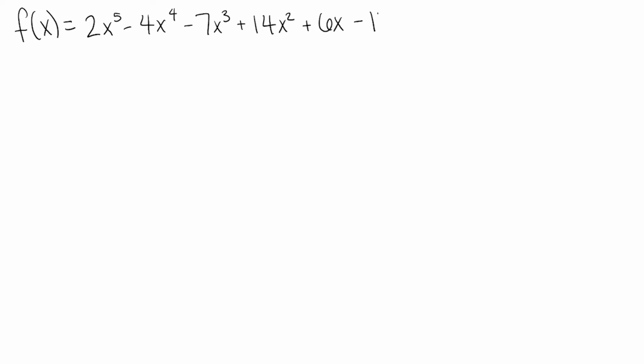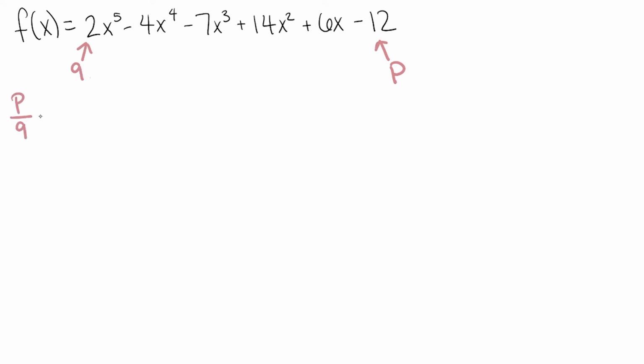Let's take our next example. This is a longer polynomial, so let's see how this one works out. We have f of x equals 2x to the fifth minus 4x to the fourth minus 7x to the third plus 14x squared plus 6x minus 12. Start with our p and our q. Even though this is a longer polynomial, our process stays the same. Our p is our constant term, which here is 12, and our q is our leading coefficient, which is 2.